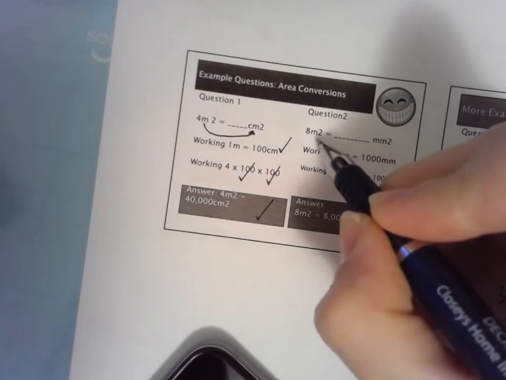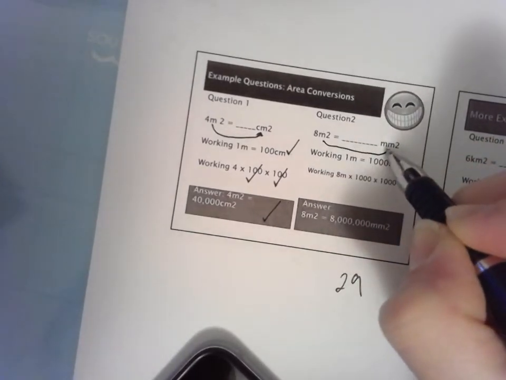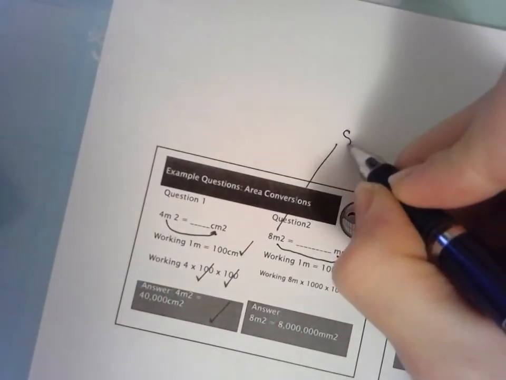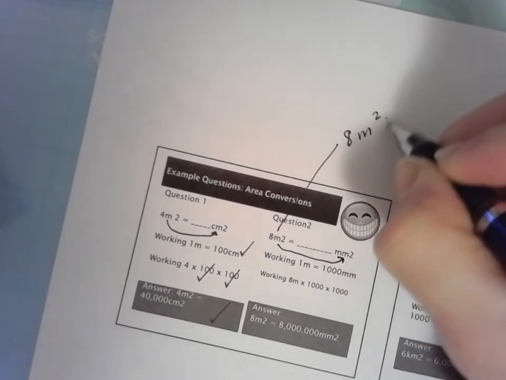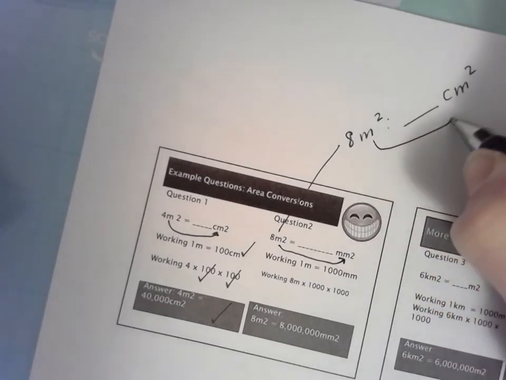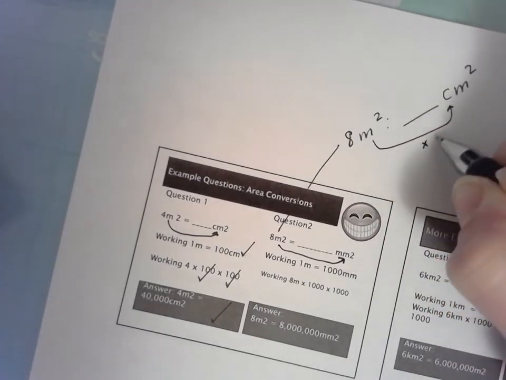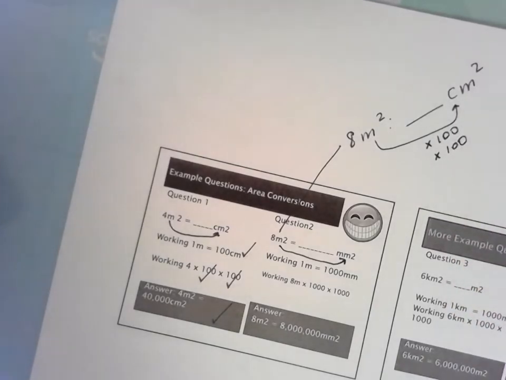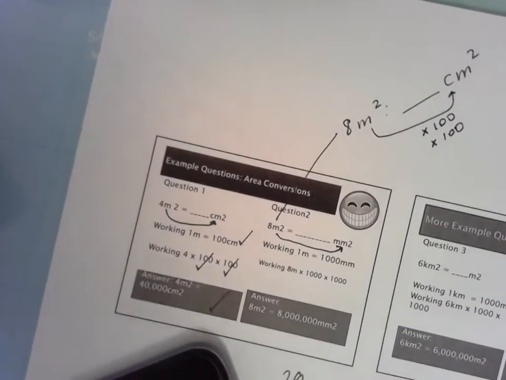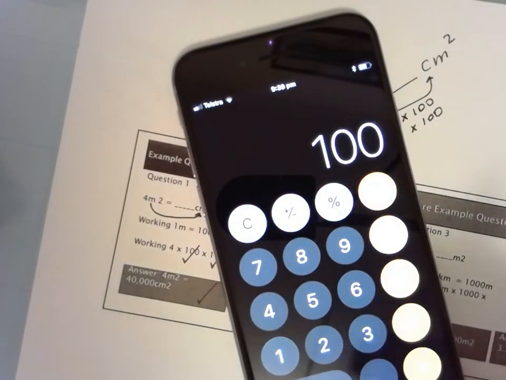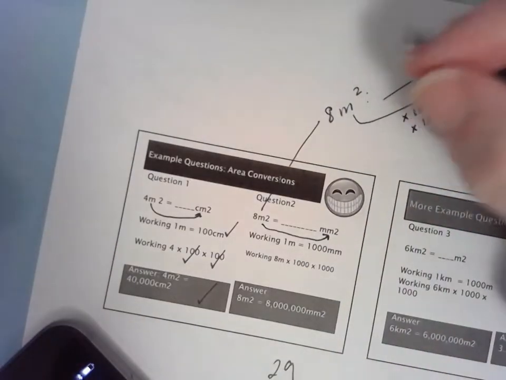Okay, meters to millimeters. I might do this one by going to centimeters first. So if you have 8 meters squared, first of all we put it to centimeters squared. Meters to centimeters, I would multiply by 100, but do it twice because we're doing squared units. So 8 times 100 times 100. Okay, I get 80,000.